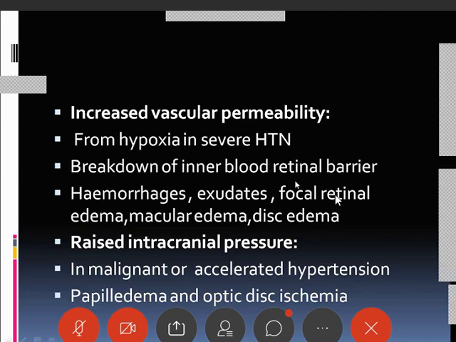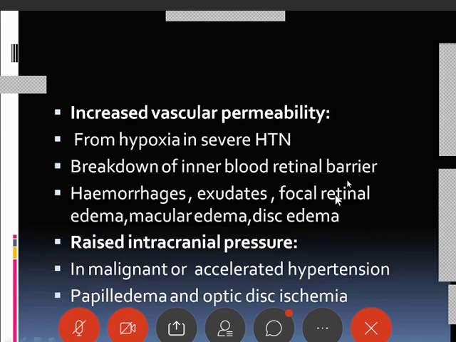There are two blood retinal barriers. One is the inner blood retinal barrier, which is formed by the endothelium of the retinal capillaries, and the other is the outer blood retinal barrier, which is formed by the retinal pigment epithelium. In this increased vascular permeability, there will be breakdown of the inner blood retinal barrier.